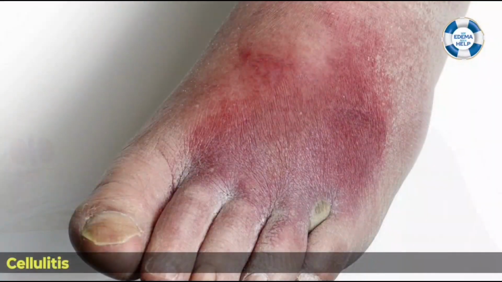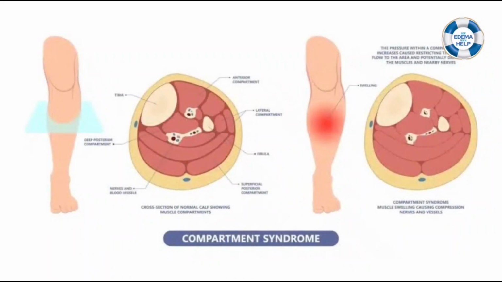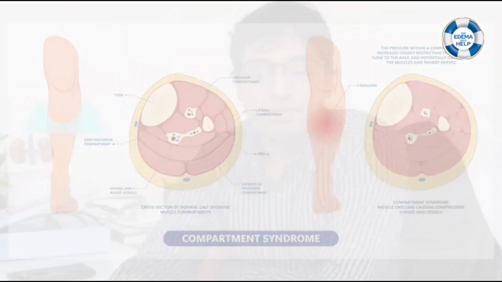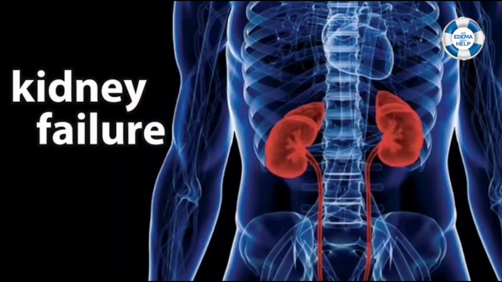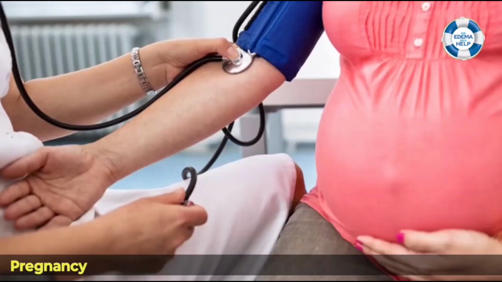So the causes of edema include increased capillary permeability, under which we have local causes such as cellulitis, and systemic causes such as hypersensitivity reactions and sepsis. Increased capillary hydrostatic pressure constitutes the second mechanism, in which the local causes are compartment syndrome and chronic venous insufficiency, whereas the systemic causes include congestive cardiac failure, cor pulmonale, renal failure, anemia, and pregnancy.